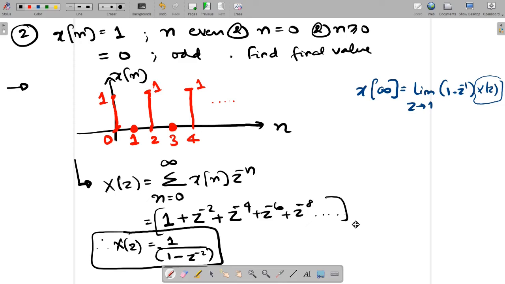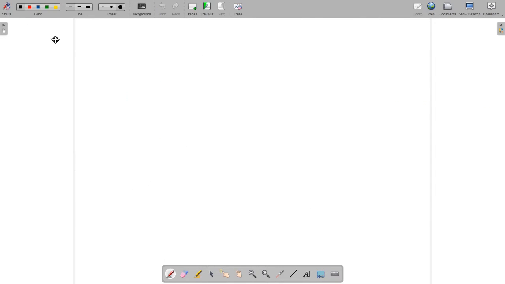I have used this formula right over here, guys. For those who are confused, sum over n equal to 0 to infinity of a raised to n is equal to 1 upon 1 minus a. Okay. So x of z I have found. Now I need to just find out x of infinity.